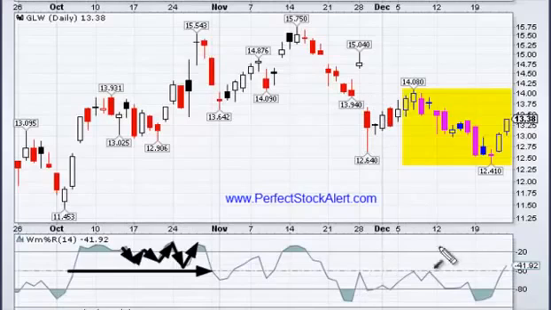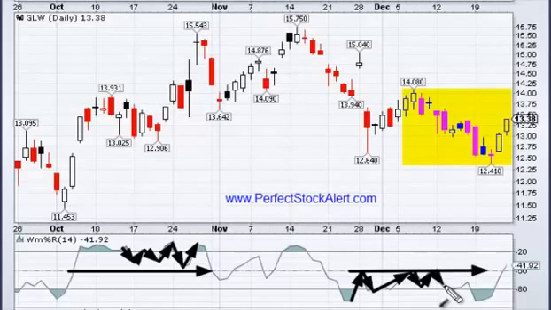Here, when you're looking at a strong downtrend, you're seeing the same thing, where you're jumping up here and you're unable to break beyond that halfway line, that -50 line, and that's telling you you're in a strong downtrend.